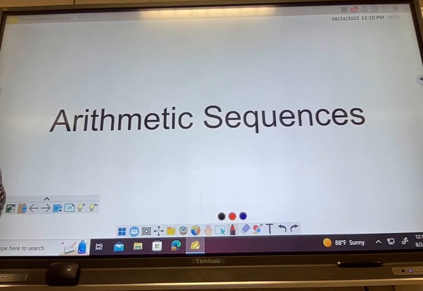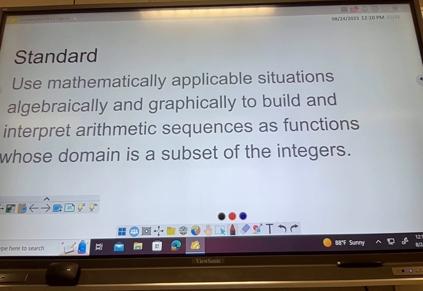Okay, this is arithmetic sequences, and that's our learning goal. The standard: use mathematically applicable situations, algebraically and graphically, to build and interpret arithmetic sequences as functions whose domain is a subset of integers.